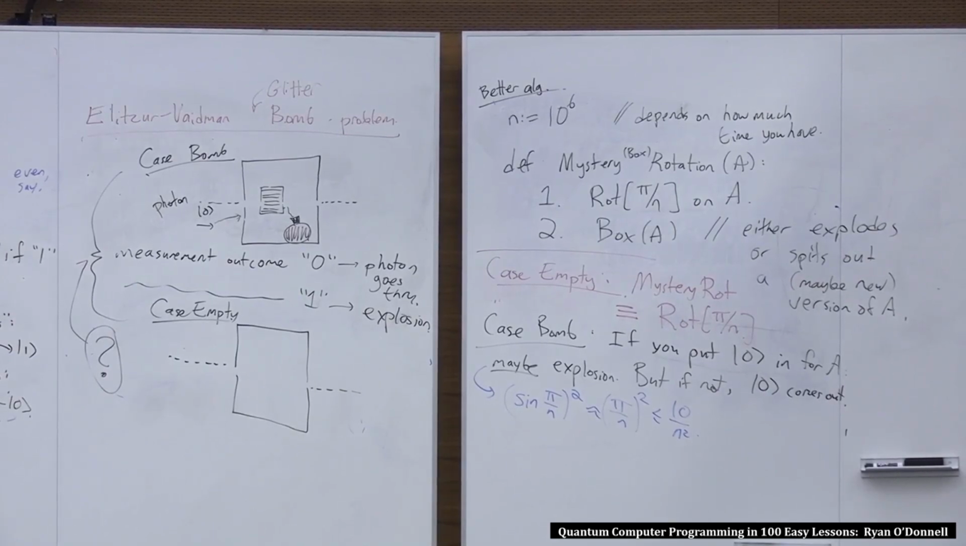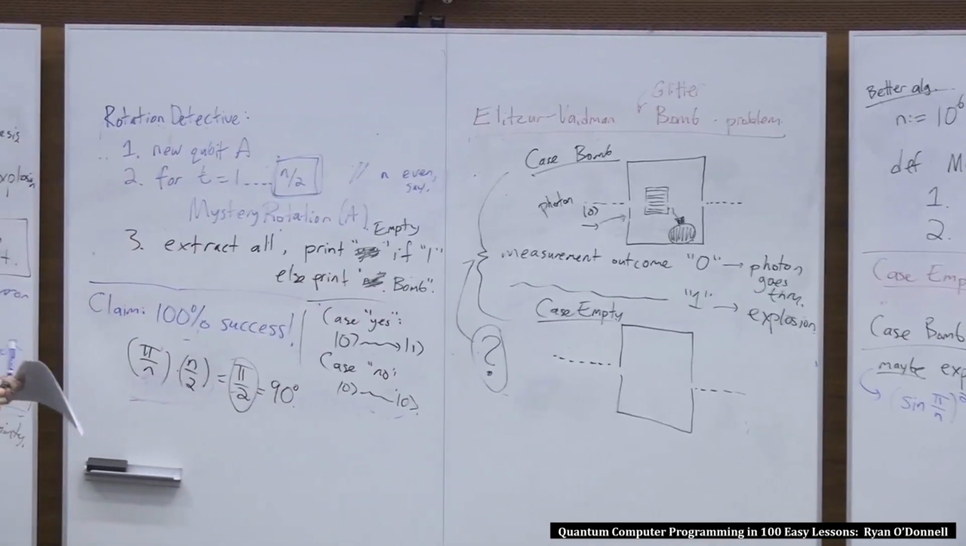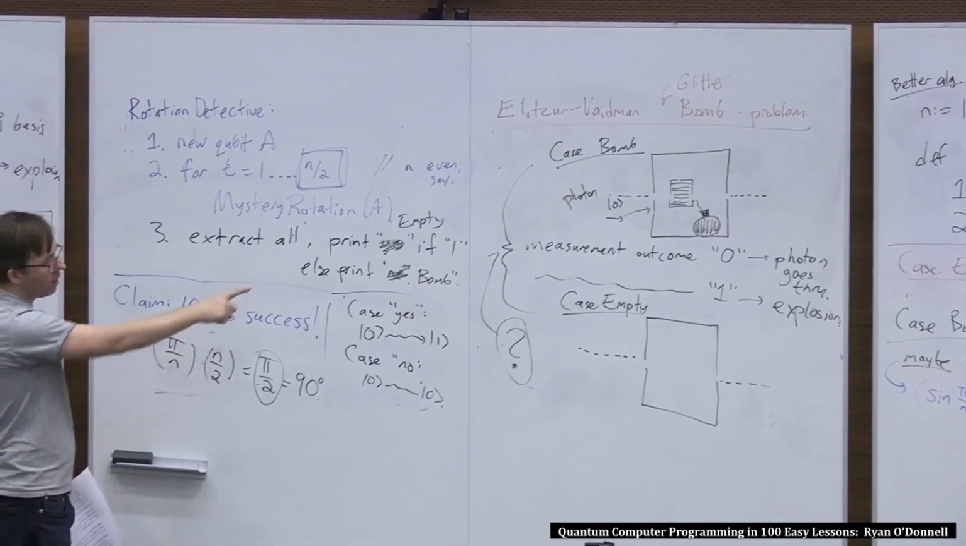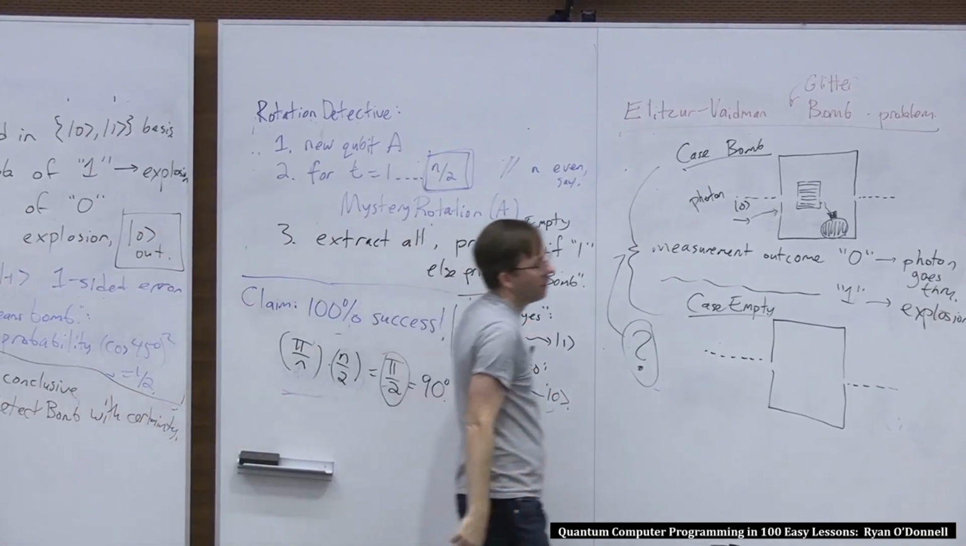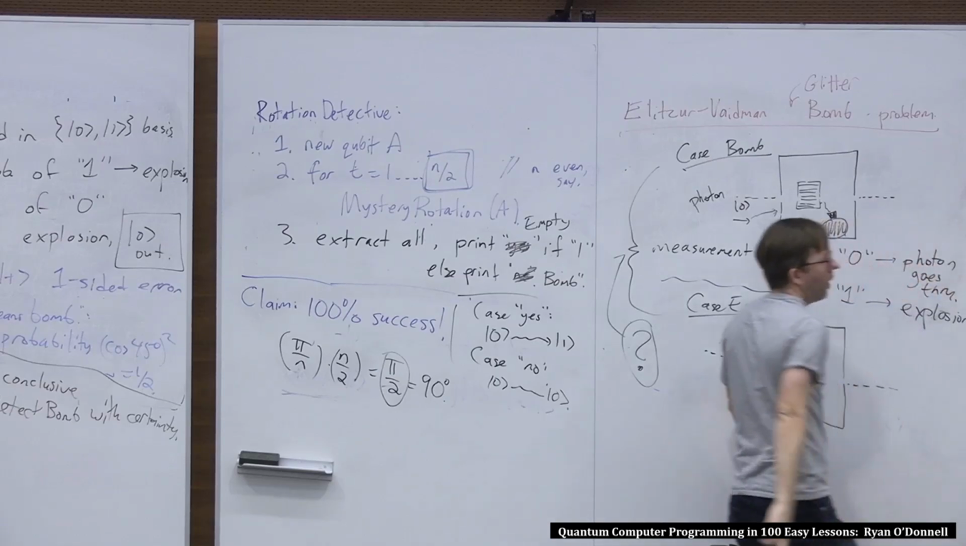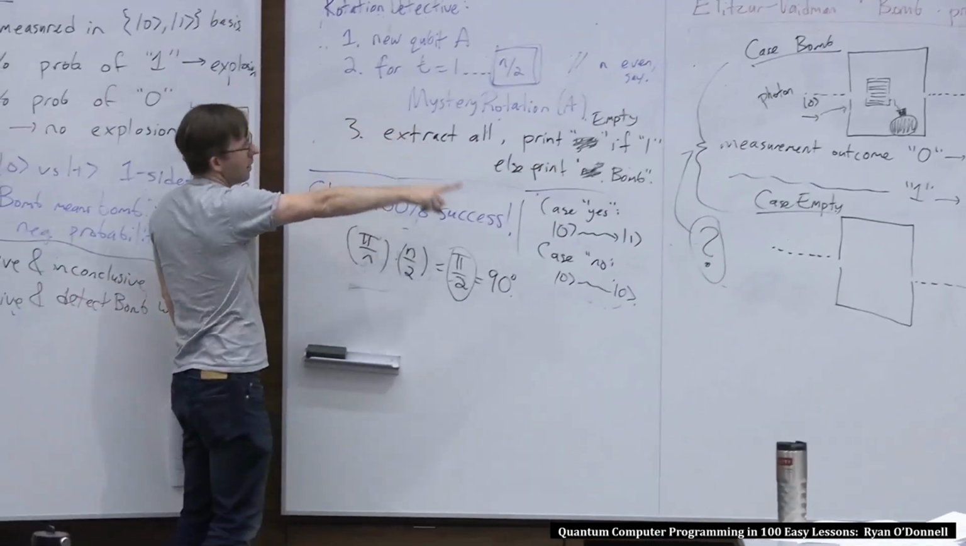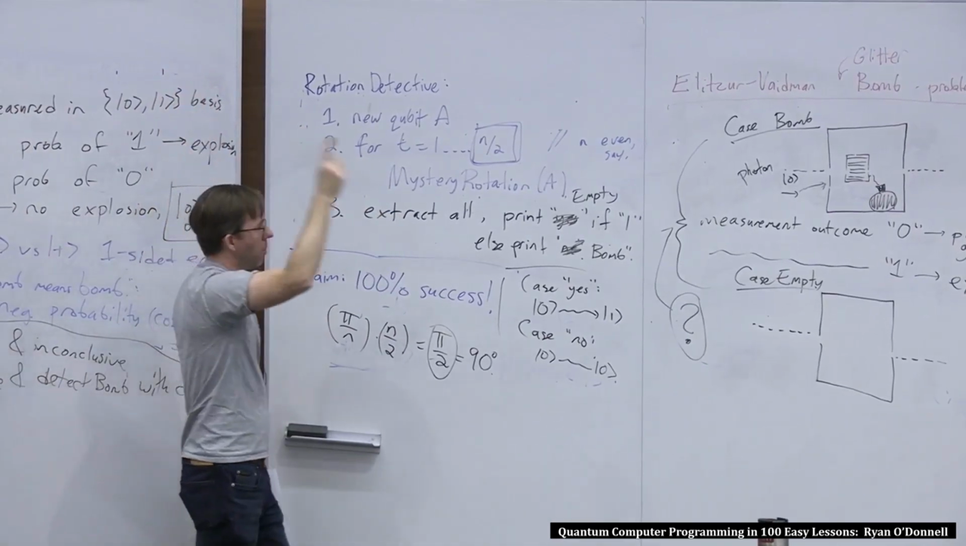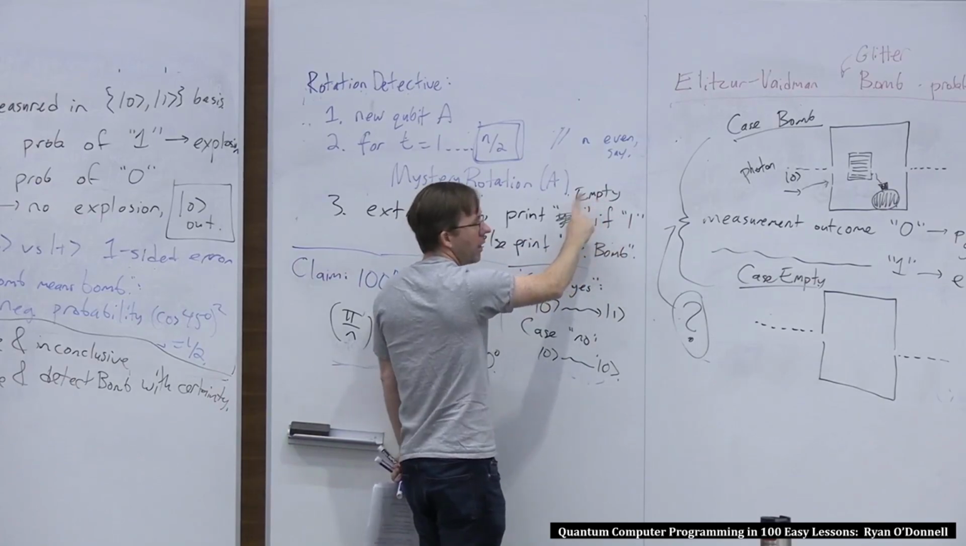And then what do you do? You just run this same algorithm, except I guess you put empty here, and you put bomb here. And this algorithm is really great, because what happens? First of all, suppose the box is empty. Then this mystery rotation is rotate by pi over n. And we saw before, in that case, you just rotate by pi over n over 2 times. It eventually gets to 1. And then 100% of the time, you get measurement outcome 1, you print empty. That's correct.